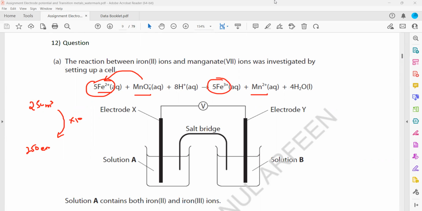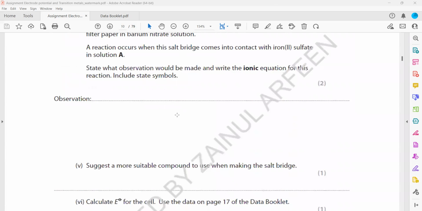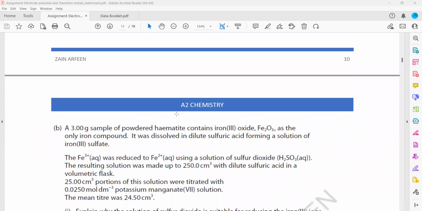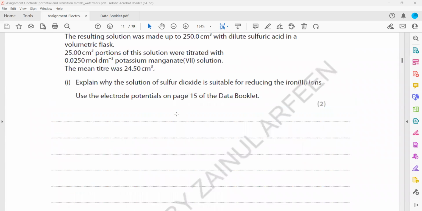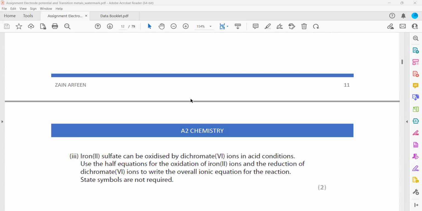After getting the moles, multiplied by the molar mass of iron 3 sulfate, you will get the mass of iron 3 sulfate used in the experiment. Or mass of iron 3 oxide. So after getting the moles of iron 3, multiply by molar mass, because 1 mole of iron 3 gives 1 mole of iron 3 oxide. So multiply by molar mass, you will get the mass in grams of iron 3 oxide.